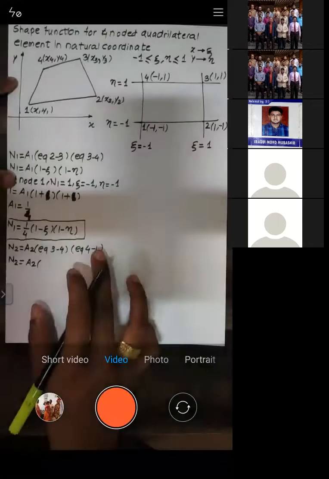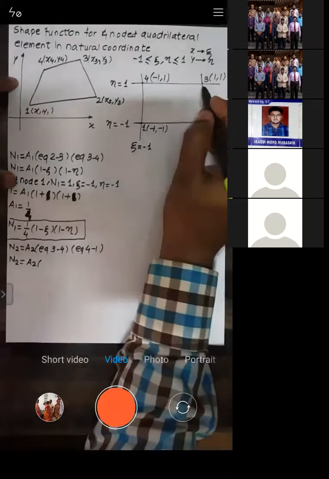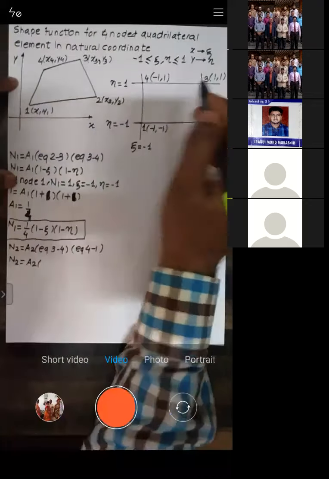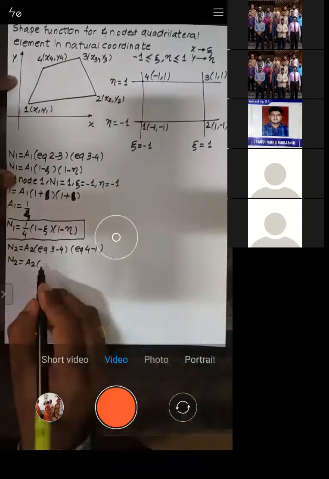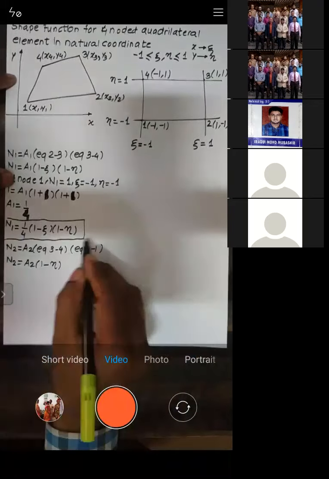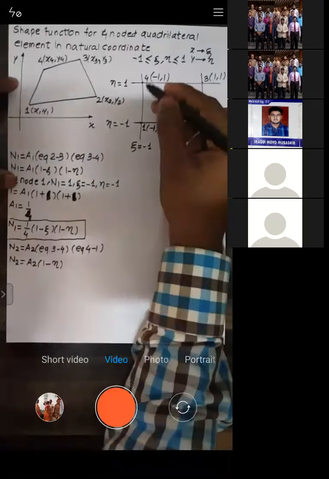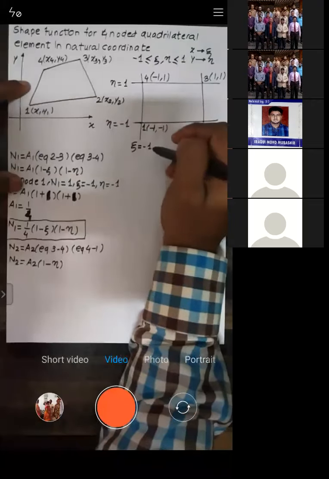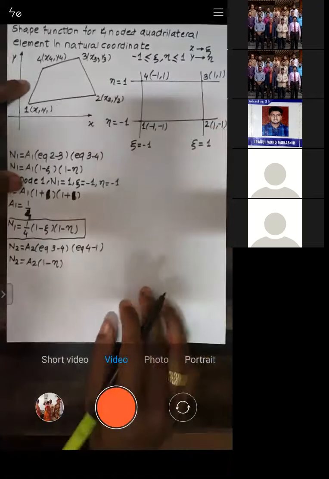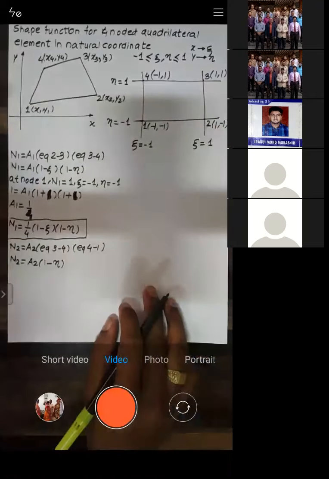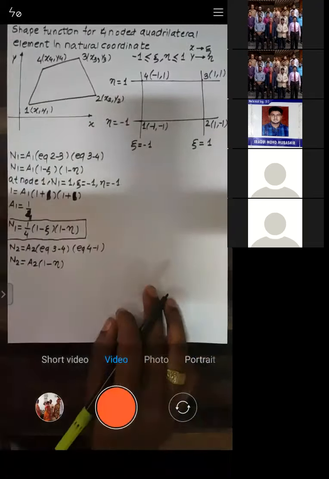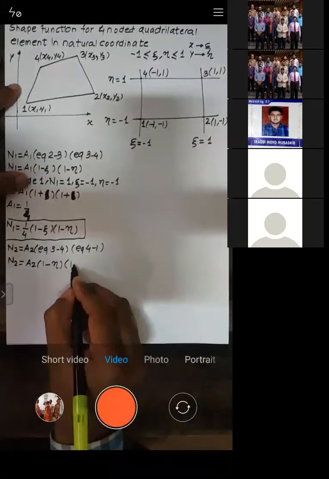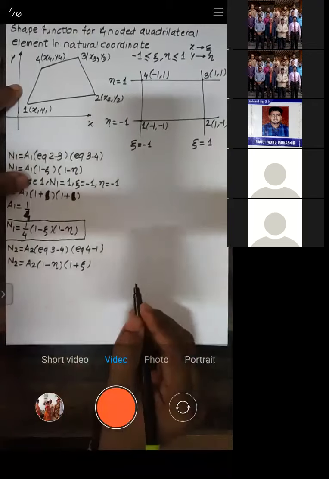into what is the equation of line 3, 4? What is the equation of the line 3, 4? It is eta is equal to 1, right? So that is 1 minus eta. And what is the equation of 4, 1? See, this is line 4, 1. What is the equation? Zeta is equal to minus 1. So what do you do? 1 plus zeta. Right, it's 1 plus zeta.